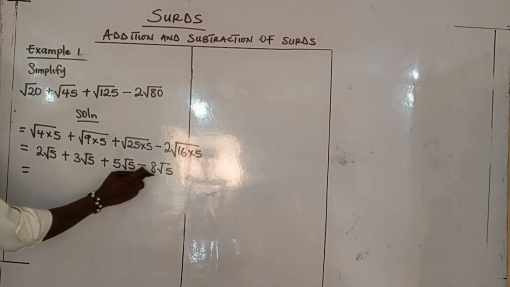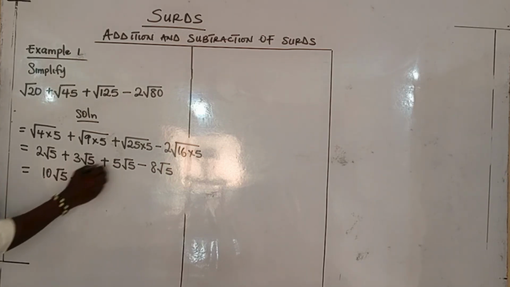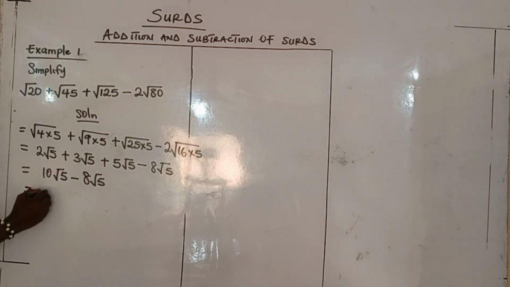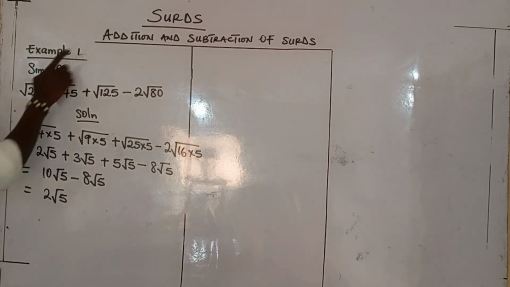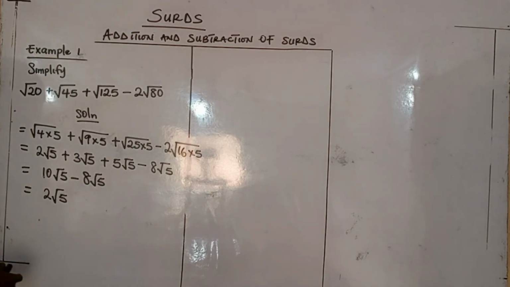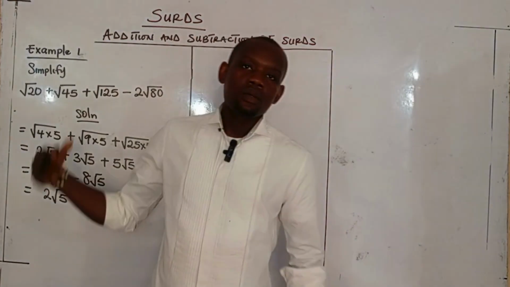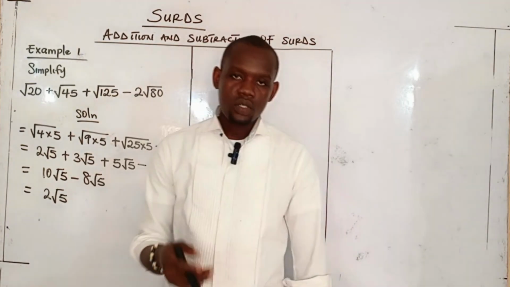So what is 10 minus 8? If I add these three of them, I'm supposed to have 10 root of 5 minus 8 root of 5. And 10 minus 8 will give us 2 root of 5. So this is the answer we get when we simplify this question given to us on the board. Now let us look at more examples so that we'll get conversant with addition and subtraction of surds.